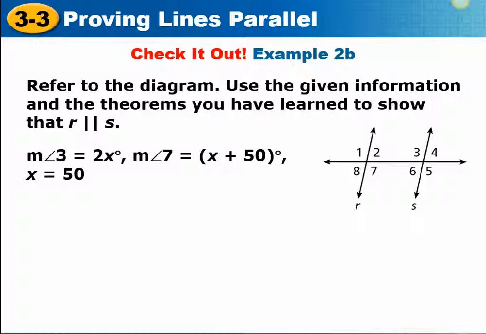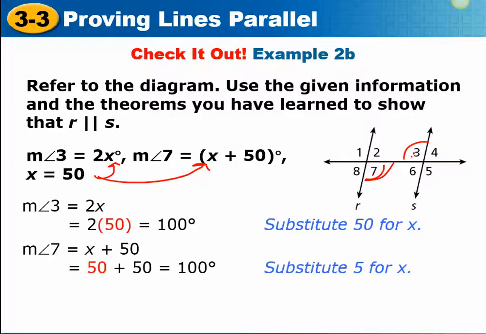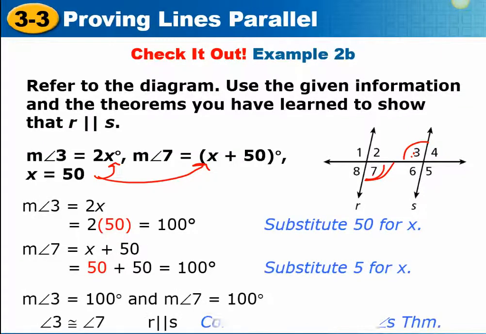Okay, in this one, they give you what the value of x is. Let's find 3. Here's 3, and here's 7. Well, what are those two angles? Those are alternate interior angles. So if we plug in 50 to both of them and get the same thing, then we will know that the lines are parallel by the converse of the alternate interior angles theorem. And we got 100 when we plugged it in. So we would say that these lines are parallel by the converse of the alternate interior angles theorem.